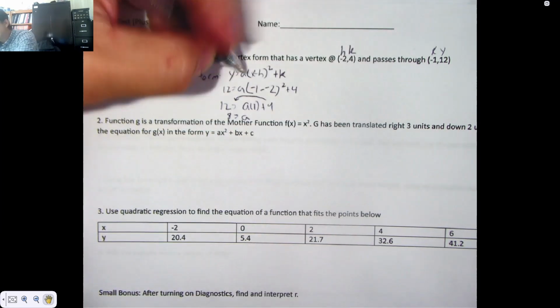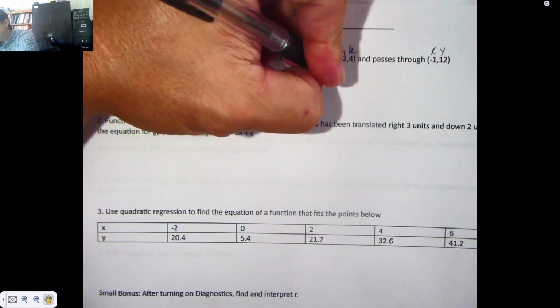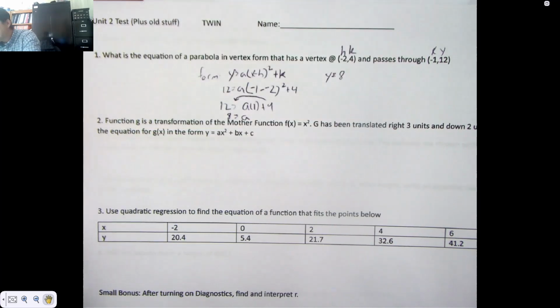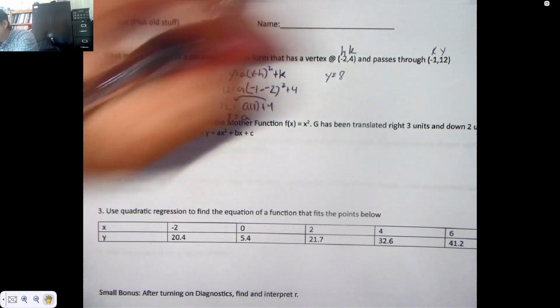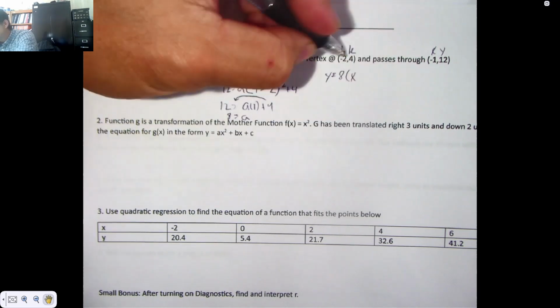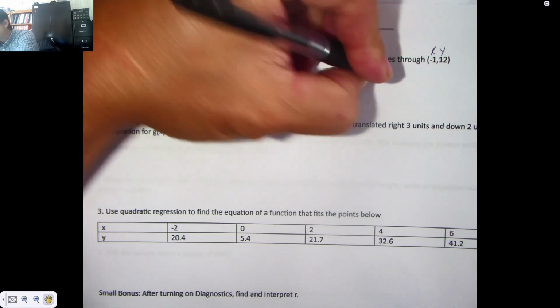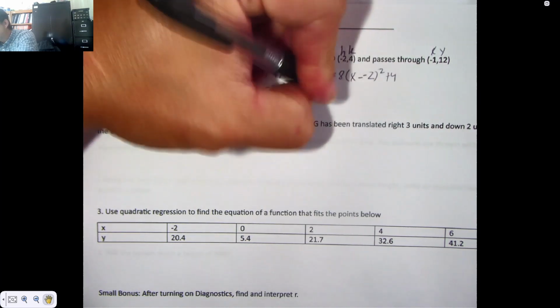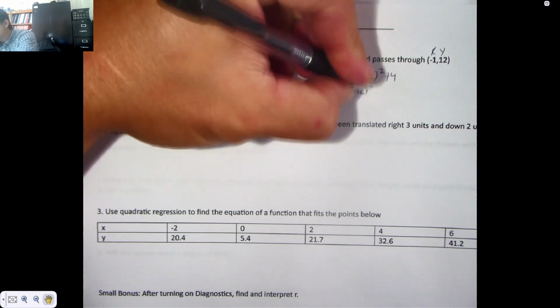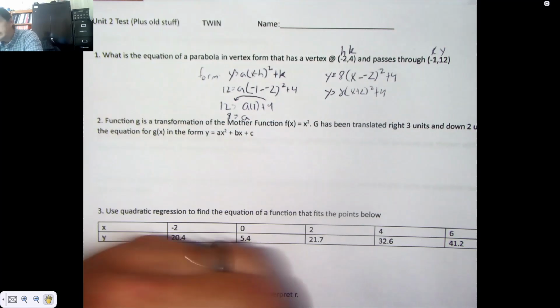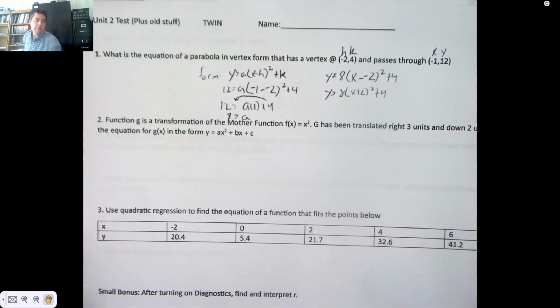So I'm going back to the form. This time I know a. A was 8, assuming I didn't make any mistakes. Times x minus a negative 2, all squared, plus k. So here's my equation: 8 times x plus 2, quantity squared, plus 4.